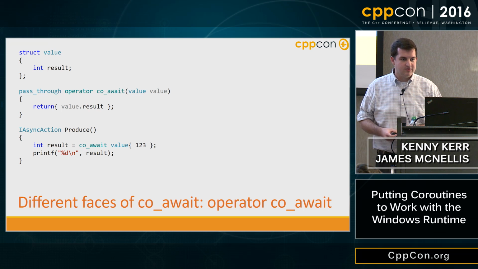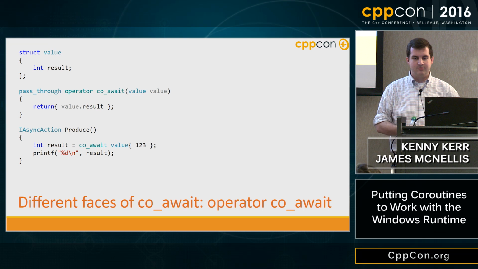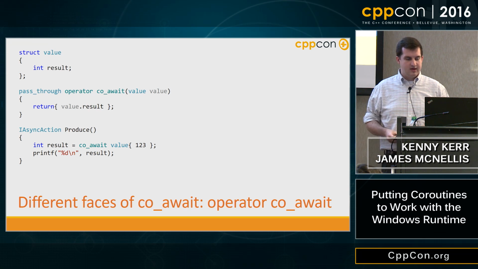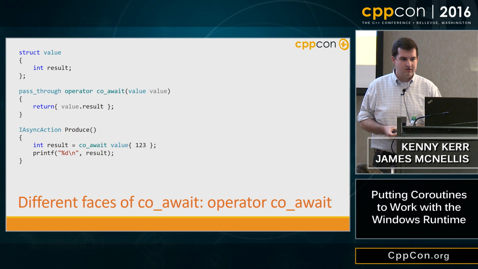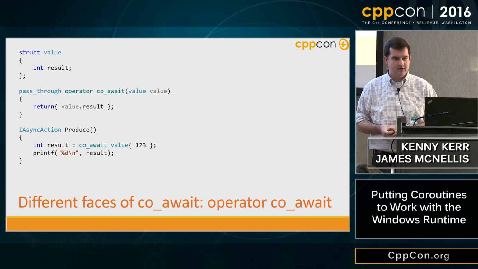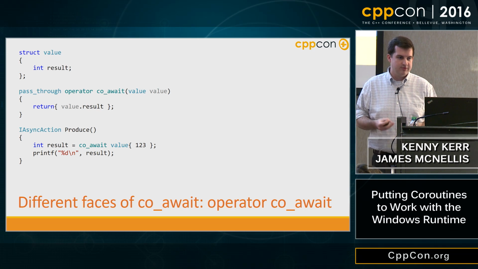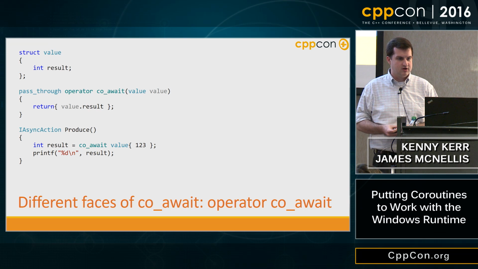You can also, however, use the co_await operator to transform one particular type into something that is awaitable. For example, if we have a value struct here, it does not have any functionality on it, but we might want to be able to await it. And so we can overload the co_await operator to take a value and return one of those pass-through objects from the previous slide, with the actual number that we want to provide back to our caller.